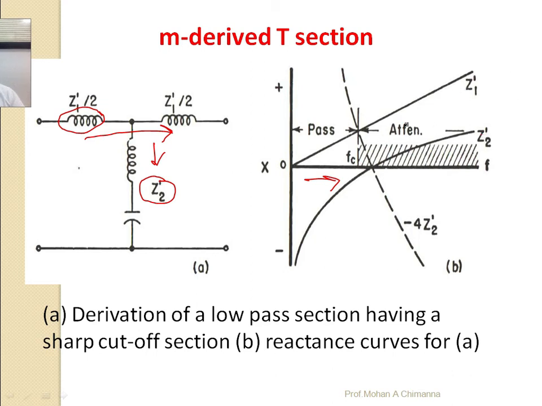Then the current flowing through the capacitor also goes on increasing. Before the cutoff frequency, your attenuation factor alpha is equal to 0, and this acts as the pass band. Basically in the pass band the signal comes out from the filter, and after the cutoff frequency alpha is equal to infinity, meaning the signal will be attenuated. Once it is attenuated, the signal stops flowing.